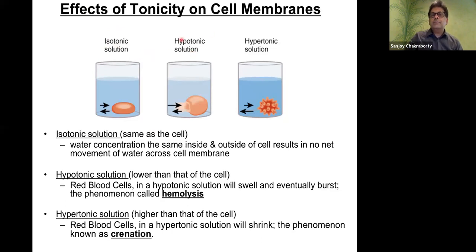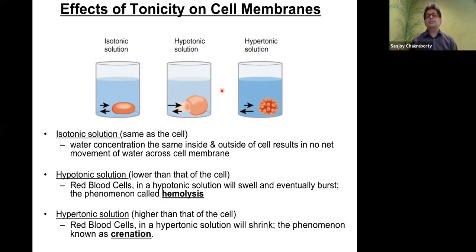Another situation, hypotonic: inside we know it's 0.9. Outside can be, let's say, pure water, meaning 0% solute, or anything lower than 0.9%. And hypertonic means outside is higher than 0.9%, so let's say 1.5% or 10%, or higher than that.